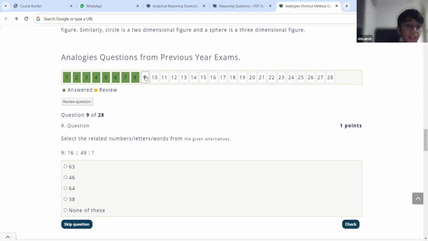So 9 is to 16. So what will 49 be? If 9 is to 16, what will 49 be equivalent to? I feel like I get this. Did I get it correct?